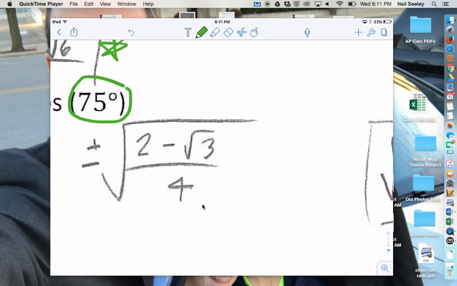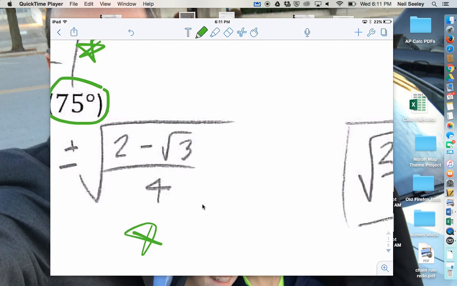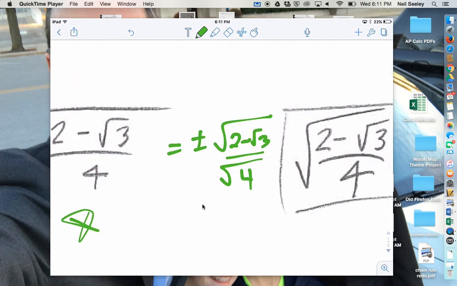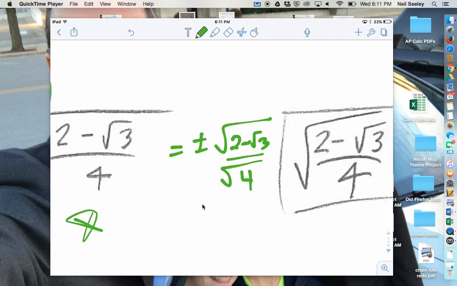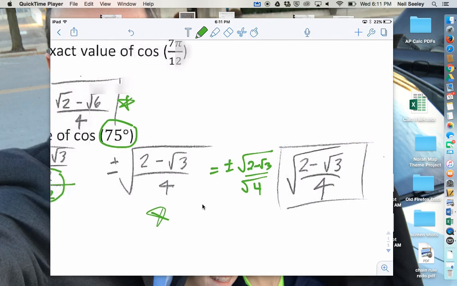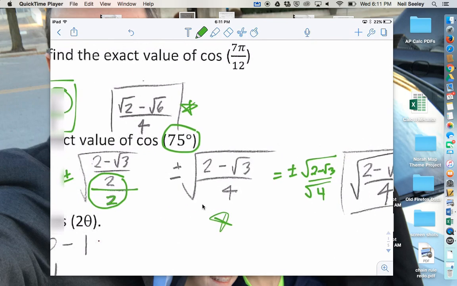And so if you take one last step, this is generally pretty good. 2 minus the square root of 3 over 4. There is sometimes, if you're doing a multiple choice, where you can actually split it up as the square root of 2 minus the square root of 3 over the square root of 4, which we all know to be 2. And that's an extra step that might not be necessary. Now the plus or minus business that's in the identity is something that you have to be aware of.